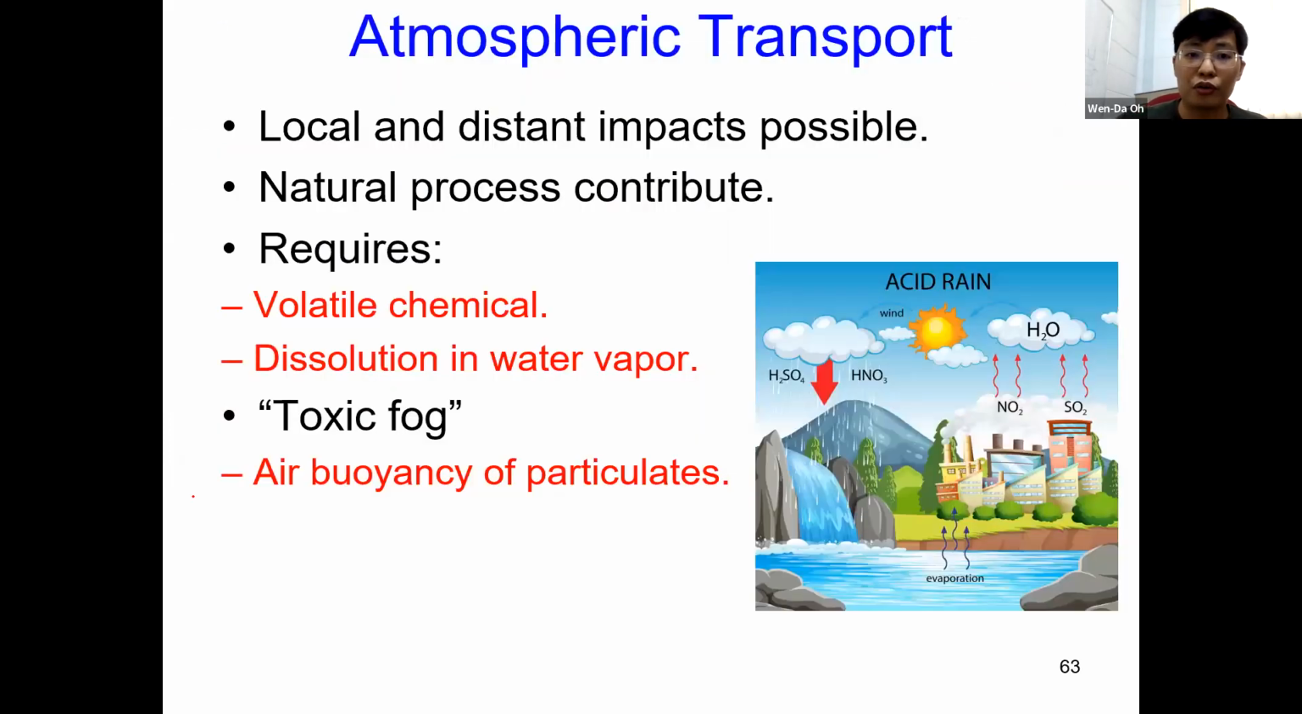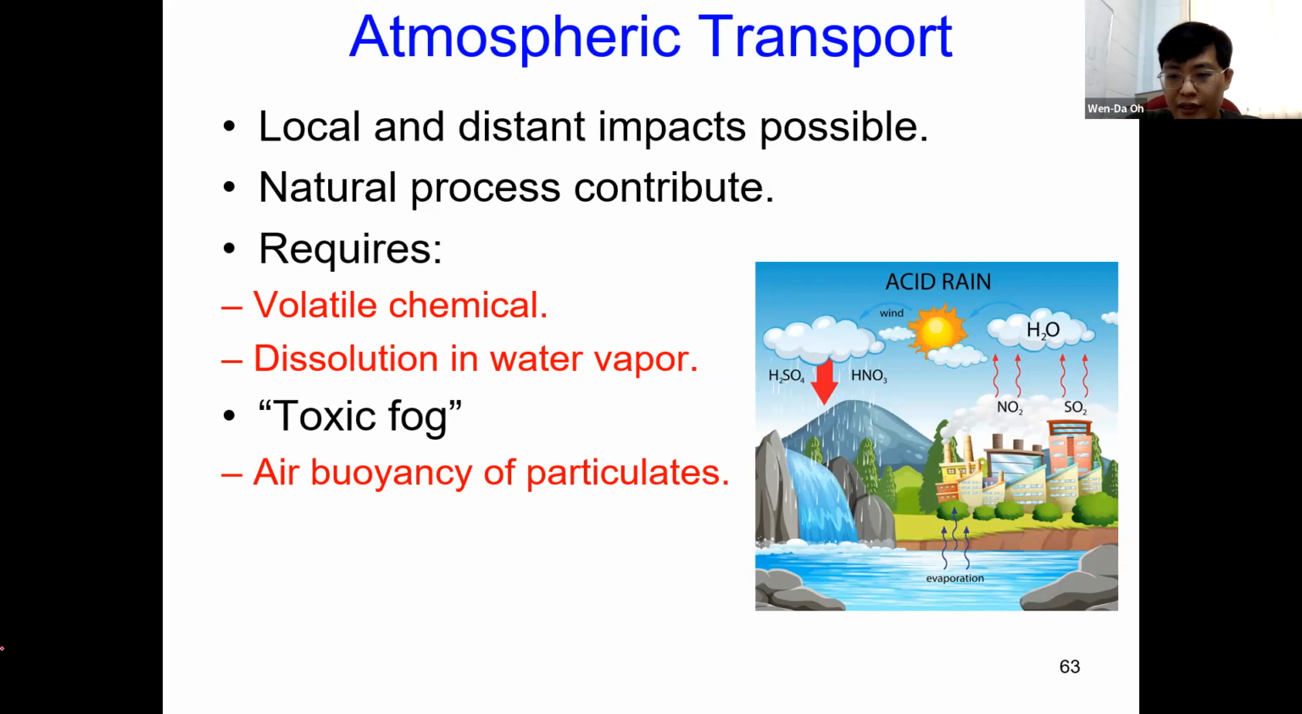Okay, just before I conclude, let me go through atmospheric transport. Atmospheric transport is of concern because something that is airborne is more difficult to remove, and sometimes it can cause higher impact, right? Things that are in the air are easier to transport from one point to another. One example would be acid rain.